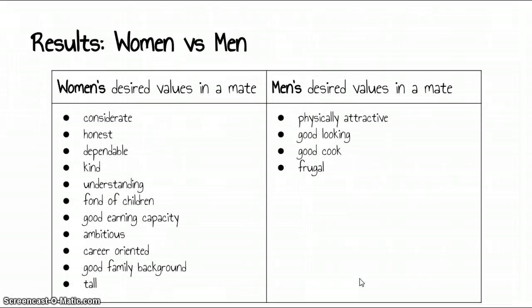And then the study talked about women versus men, the results that they found. Women's overall desired values in a mate were considerate, honest, dependable, kind, understanding, fond of children, good earning capacity, ambitious, career-oriented, good family background, and tall. And men's desired values, the top ones I guess, there's not that many, but there's physically attractive, good-looking, good cook, and frugal. And those two lists vary greatly, as you can see.